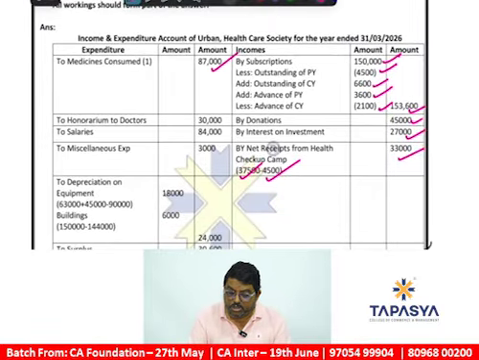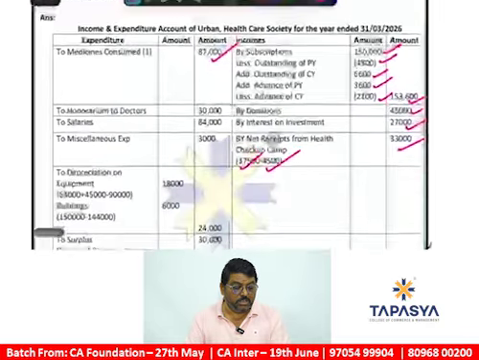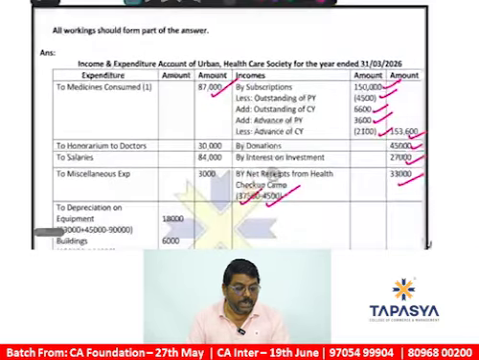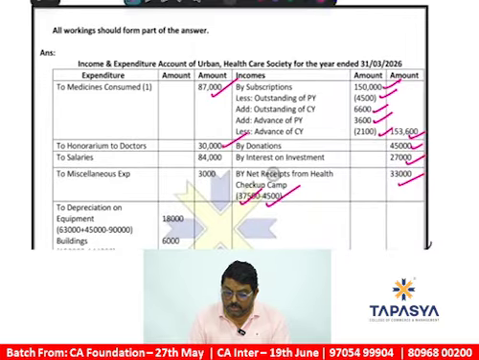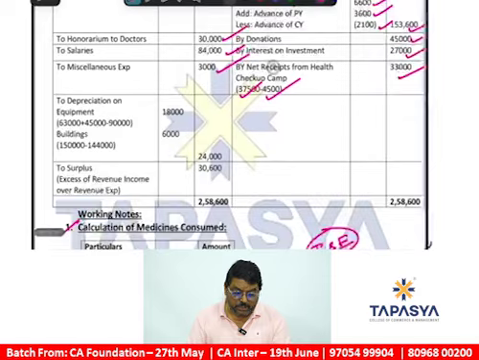I told you medicine consumed you have to take here. That you have already seen in the working notes. 87,000 medicine consumed. Next, honorarium to doctors, revenue payment. Salary 84,000, revenue payment. Miscellaneous expense 3,000, revenue payment. Equipment purchased 45,000.